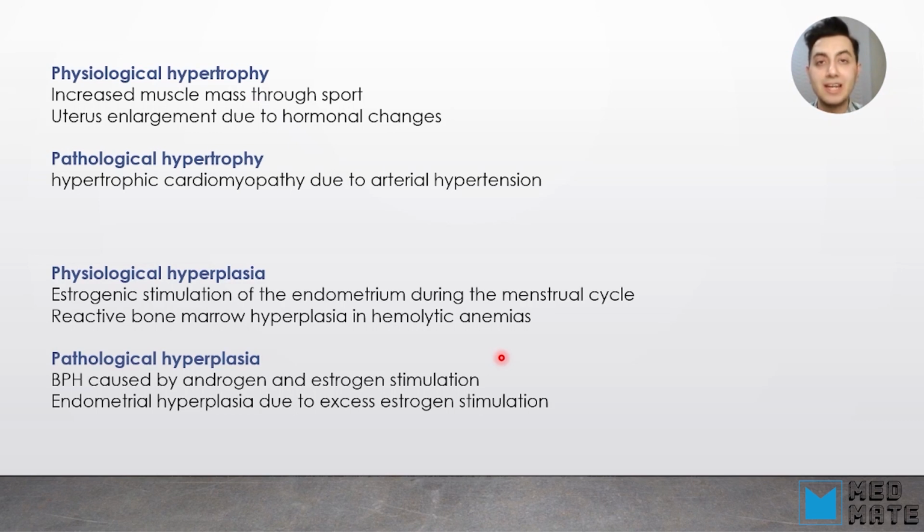So in hemolytic anemia, stem cells of the bone marrow have to make up for the loss of the erythrocytes or the dysfunction of erythrocytes in anemia. Pathological hyperplasia, an example of that can be benign prostatic hyperplasia, caused by androgen and estrogen stimulation. Here it is written BPH, that's an abbreviation for that, or endometrial hyperplasia due to excess estrogen stimulation.